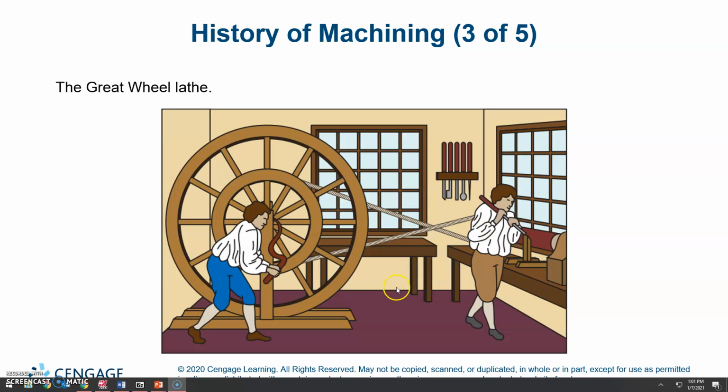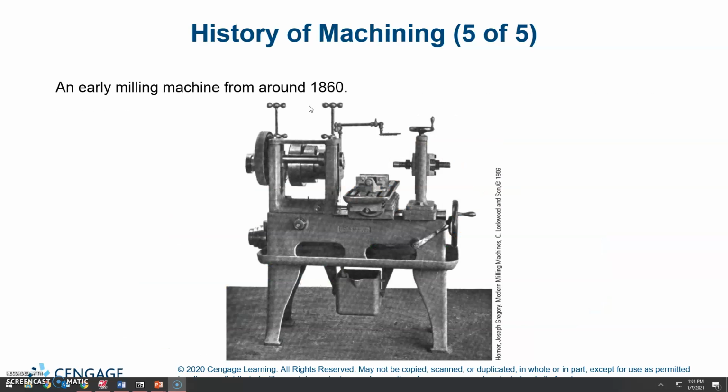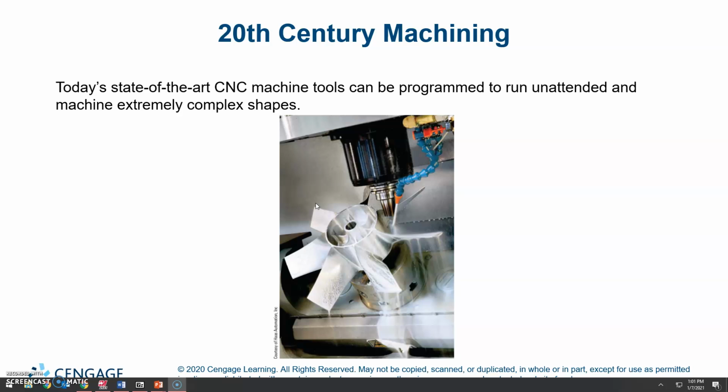The great wheel lathe, there's a picture of it. So you see somebody rolling it around while the other worked on it. And then John Wilkinson's boring machine. It was first used to machine cannon bores, then cylinders for steam engines. An early milling machine from the 1860s. So back then it was a horizontal, versus most of ours is vertical now.